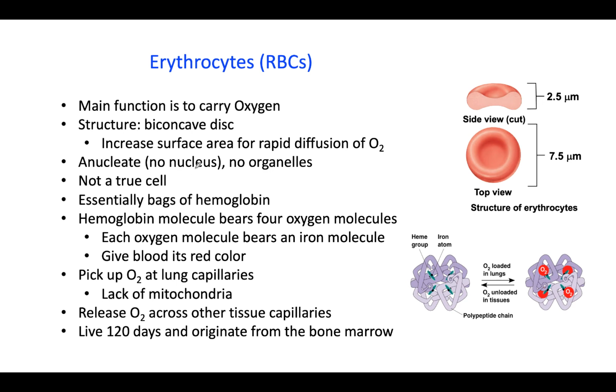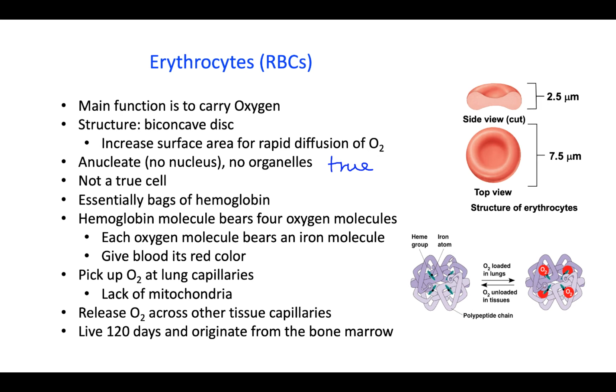A red blood cell does not have a nucleus, nor organelles either. Therefore, red blood cells are not regarded as true cells. An ordinary true cell should have a nucleus, but the erythrocyte does not have a nucleus, so it is not regarded as a true cell. It is a cell, but it's not a true cell. The cytoplasm of a red blood cell is filled with hemoglobin. About 97% of the red blood cell is filled with hemoglobin.